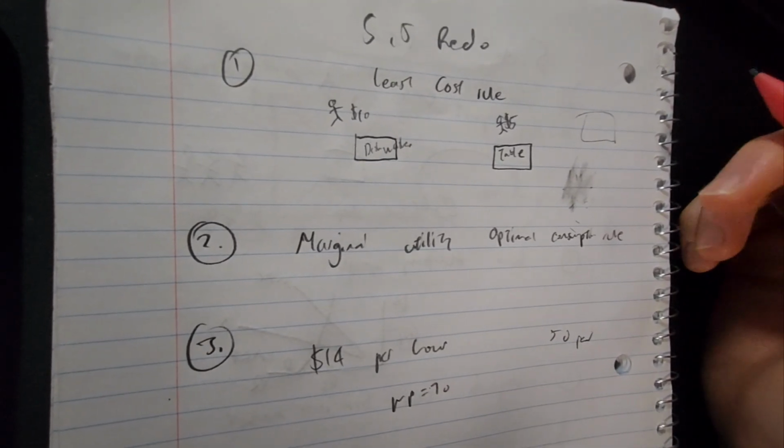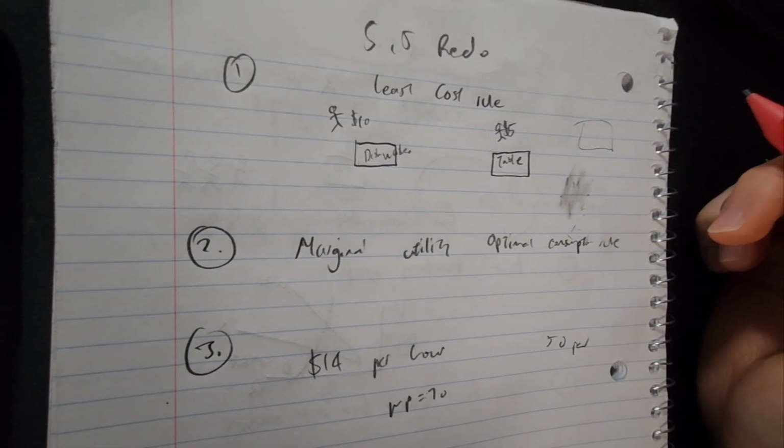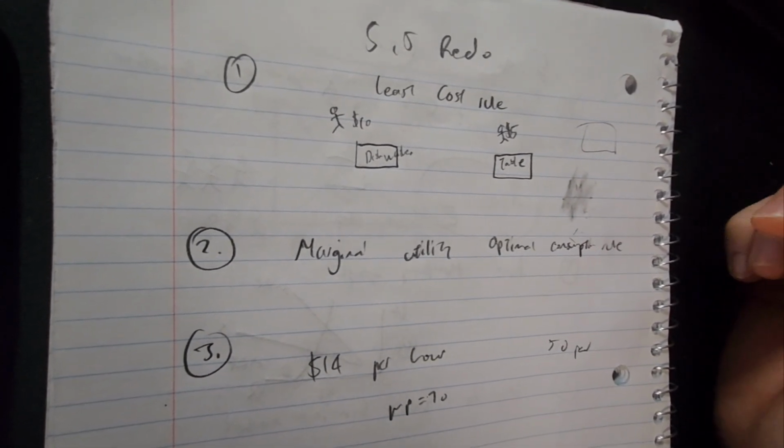This is 5.5 redo for AP Micro. And the first one asks us to define the least cost rule.